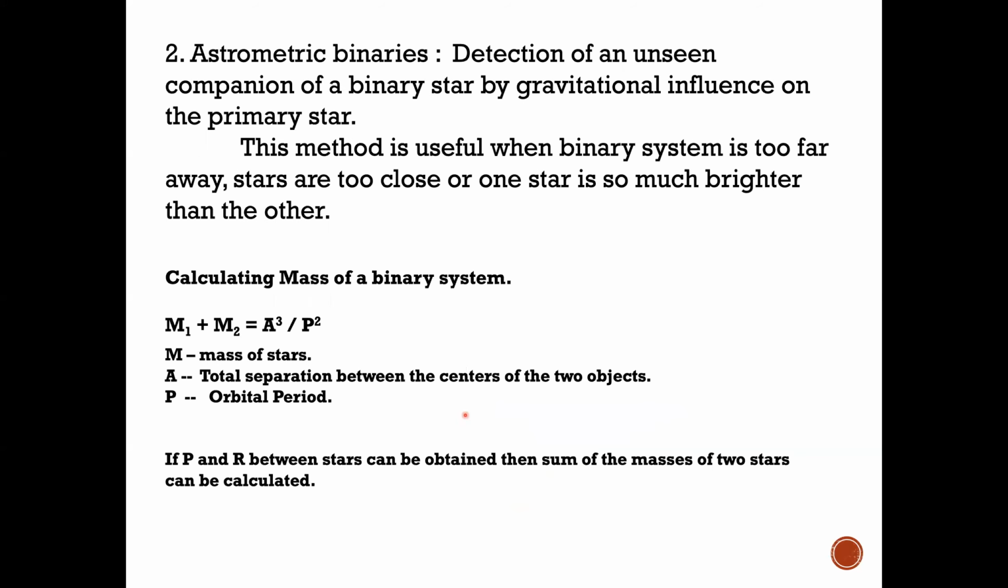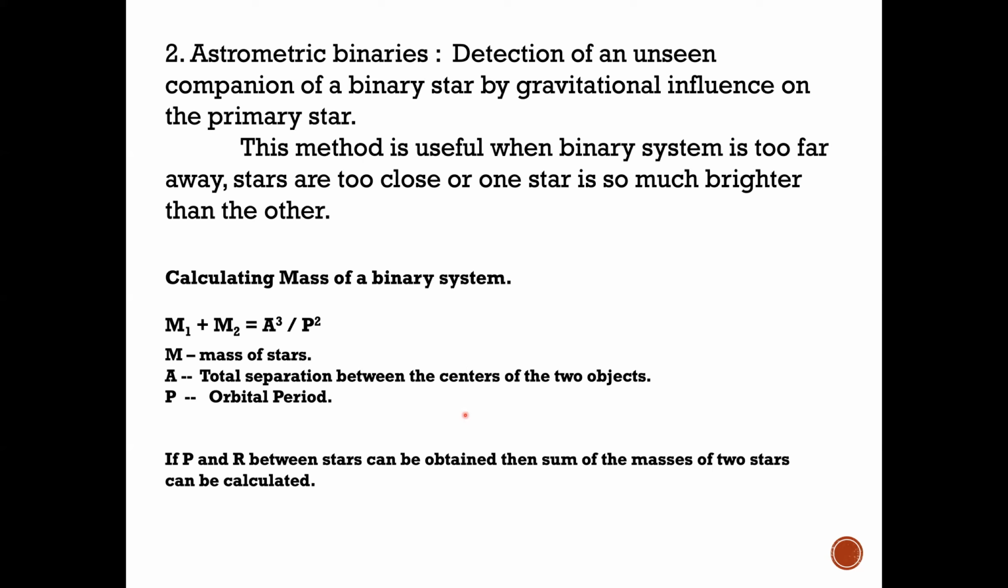But there are other types of binaries as well. The second type is called astrometric binaries. With this type of binary, you cannot see two stars, but you can detect an unseen companion of a binary star by its gravitational influence on the primary star. When you look at that particular star system, you cannot see two stars. However, you can measure the gravitational influence on the primary star.